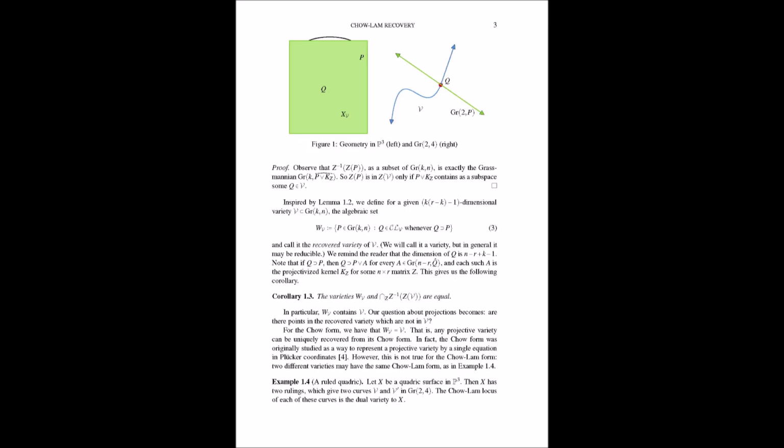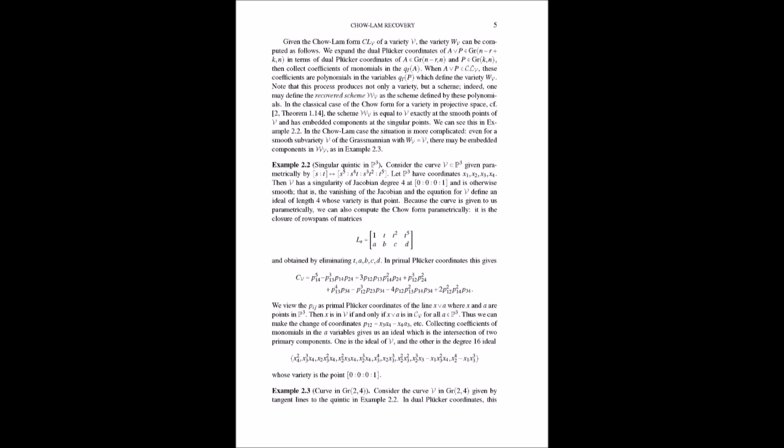Okay, I'm starting to see the bigger picture. But before we get to the specifics of how the Chow-Lam form works, can we see a concrete example of this projection process in action? It would really help to ground these abstract ideas in something more tangible. Absolutely. A great example is a curve in Gr(2,4). This curve would represent a collection of lines in 3D space, and projecting it down to Gr(2,3) would mean looking at the shadows of these lines on a 2D plane.